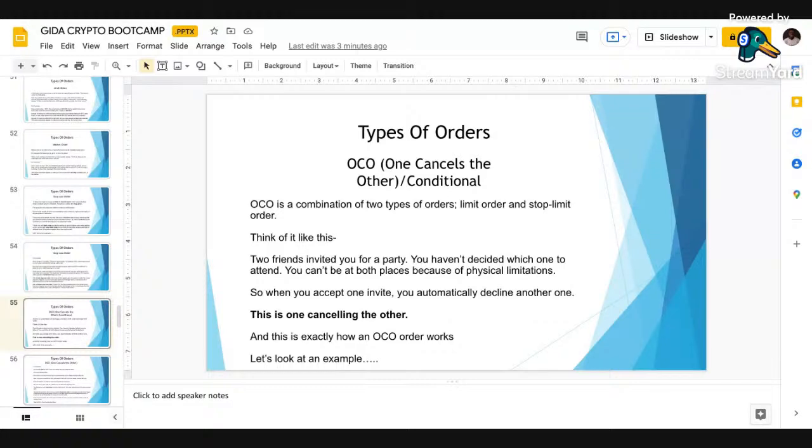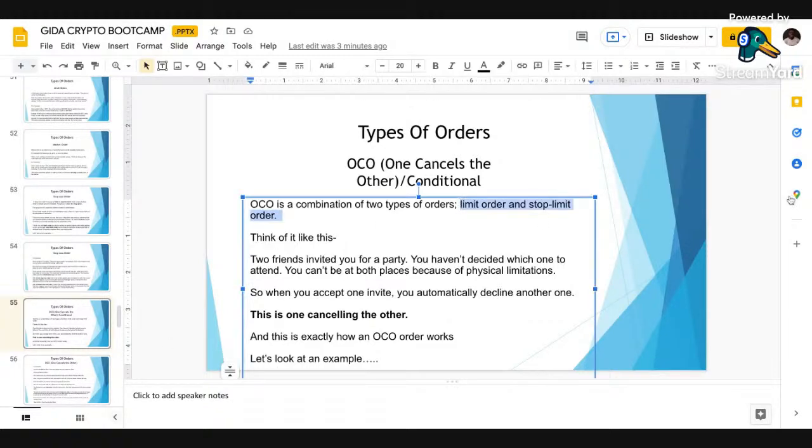Now, let's look at an example to explain OCO. Like I said, it means two things at once. And the two types of orders are what? Limit order and stop limit order. I told you that limit order is an order you can use to take profits.